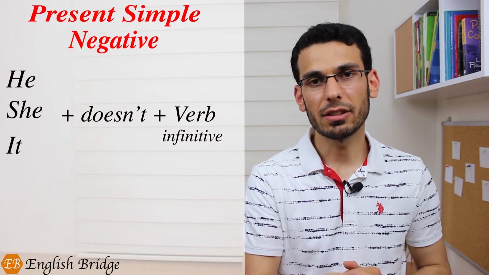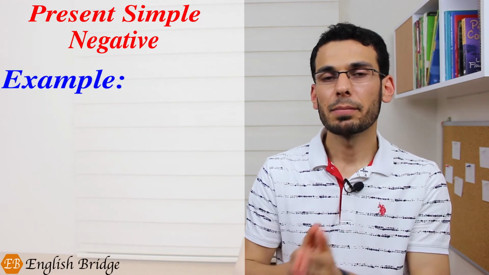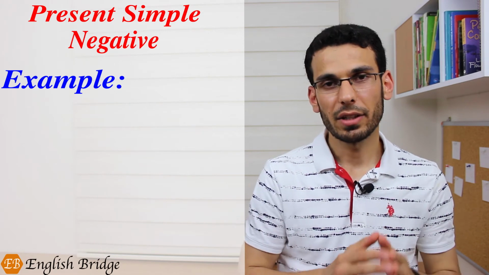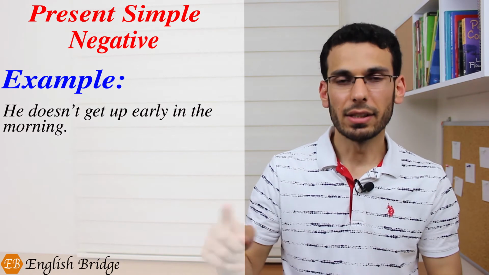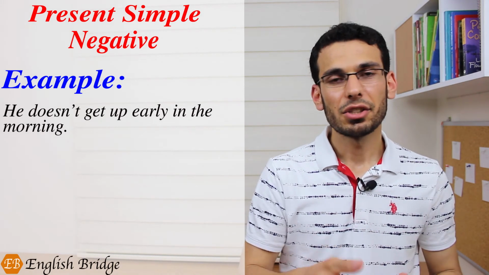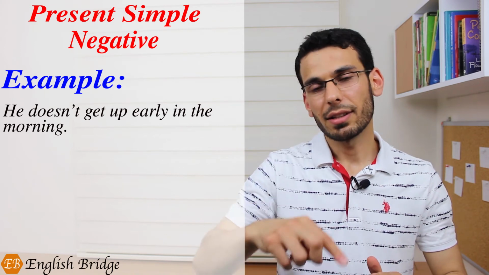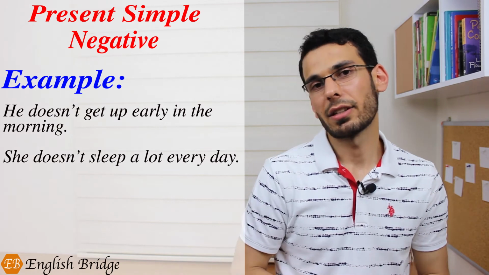Why? Because we are using does here. Alright? So for example, he gets up early in the morning, if we want to make it negative, we say he doesn't get. We delete the S. Why? Because we use doesn't here. So he doesn't get up early. She sleeps a lot every day. If I want to say it in negative form, we say she doesn't sleep a lot every day.